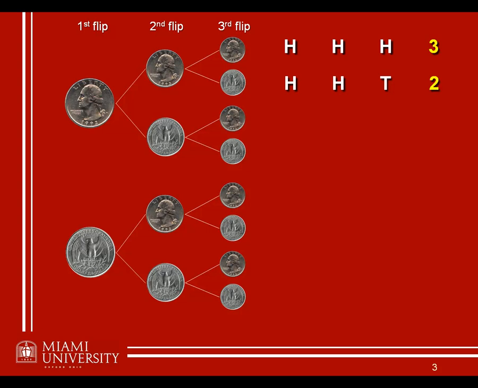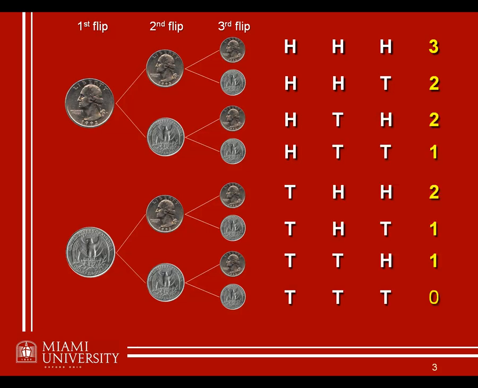And what we can do is to map out what is the set of outcomes in each of these eight possible scenarios, and how many heads I get in each situation. And if we do that, it's going to look something like this.